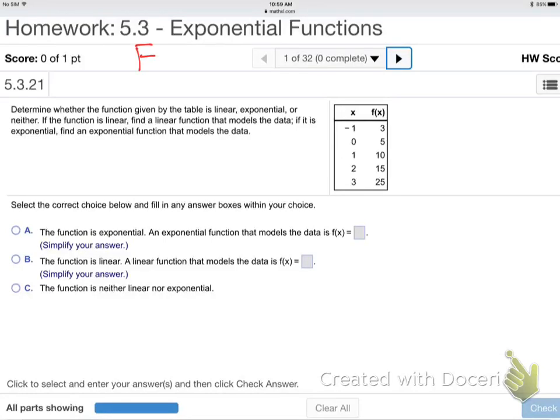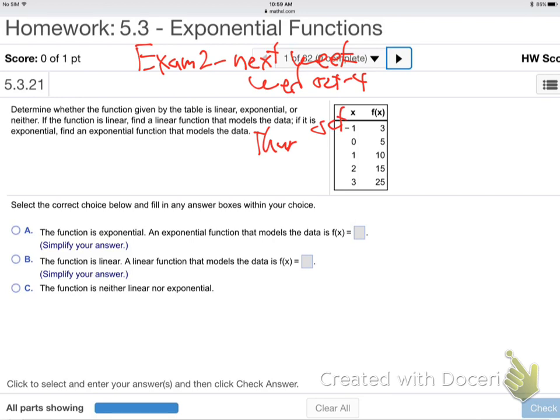So exam 2 next week, Wednesday and Thursday. What date is that? The 4th? October 4th and October 5th will be exam 2. We need a little more time on 5.3, 5.4. All right, let's get going.